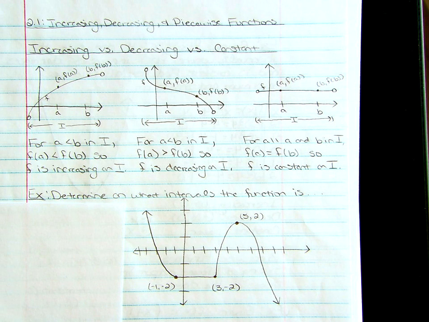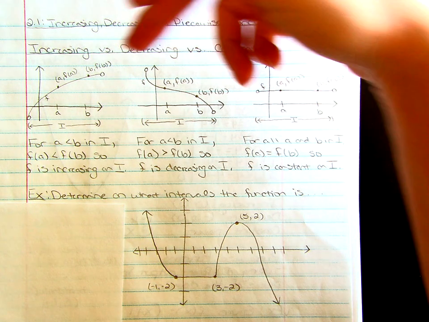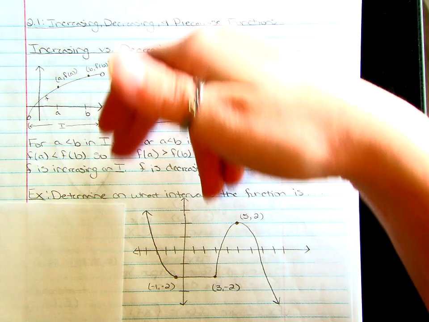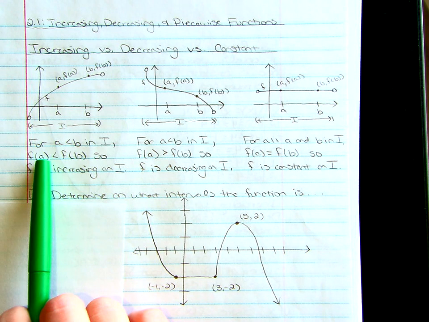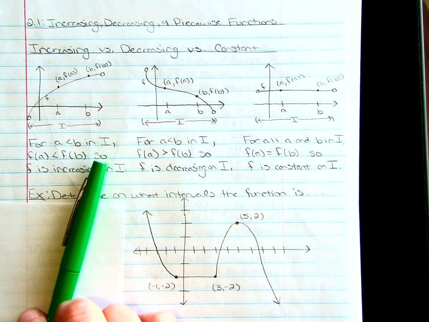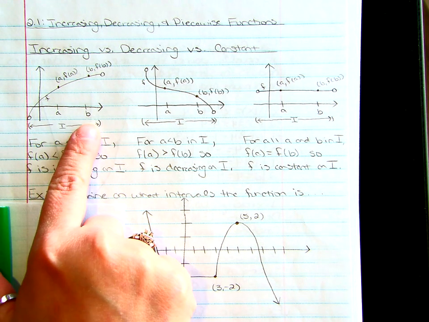But first, let's talk about increasing, decreasing, and constant. I have given some very generic graphs in these first three little sections up here, and then given some information. The information makes it a little bit more mappy and a little bit more complicated than I think it actually is, but I still provide it because it does make sense once I explain it a little bit further. For this first graph, it says when A is less than B, so notice where A and B are, they're right here on the x-axis.